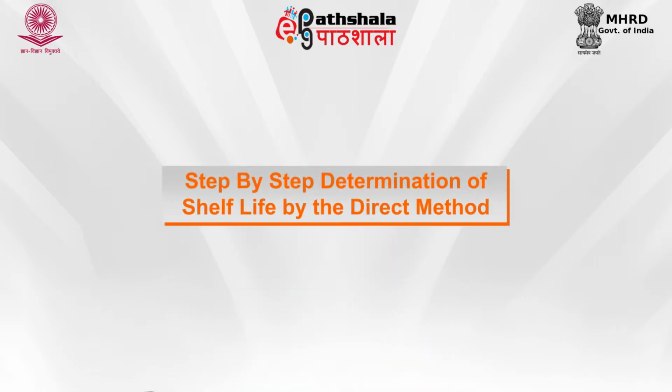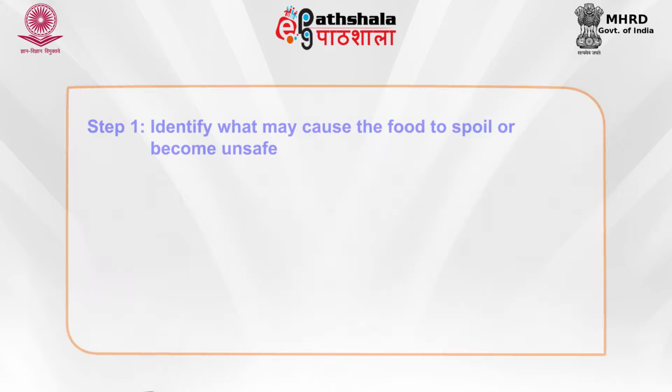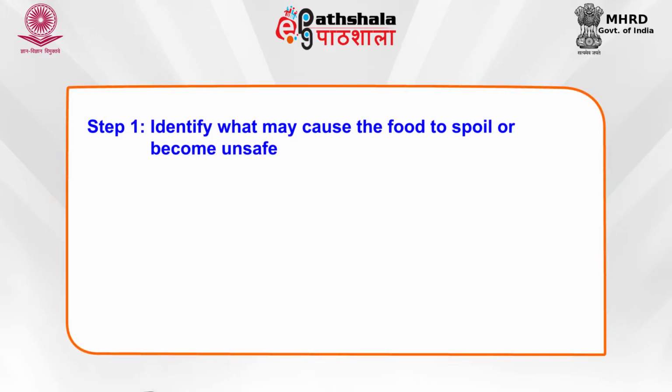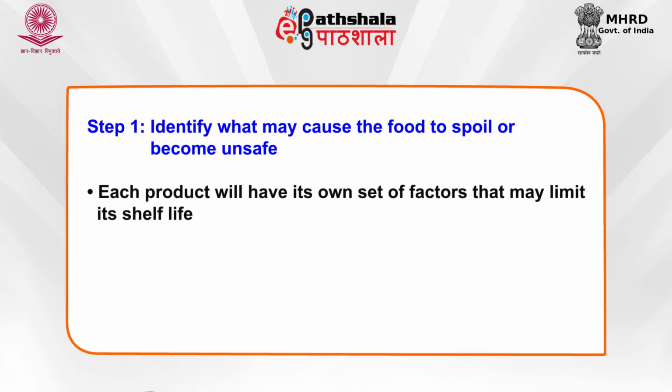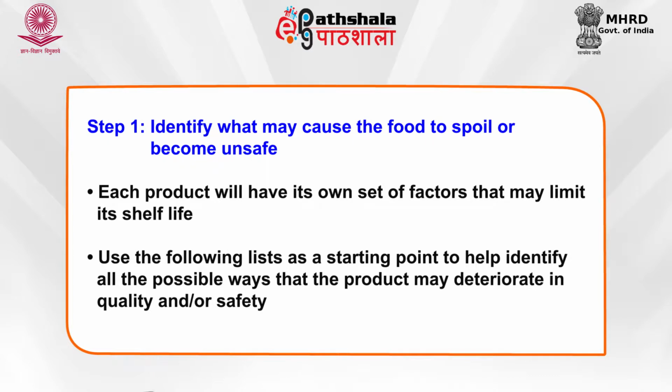Now, we will see step by step determination of shelf life by the direct method. In the first step, identify what may cause the food to spoil or become unsafe. Each product will have its own set of factors that may limit its shelf life, that we know, right? Use the following list as a starting point to help to identify all the possible ways that the product may deteriorate in quality and or safety.